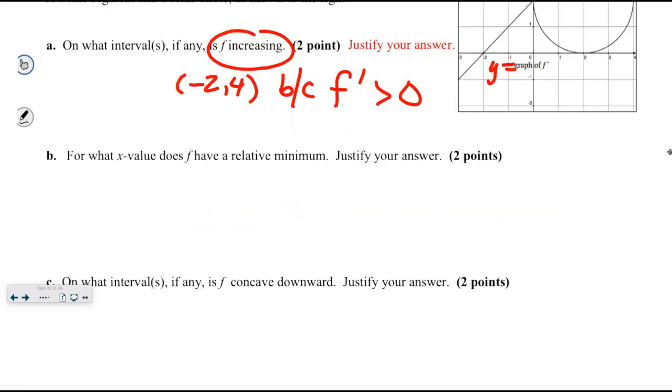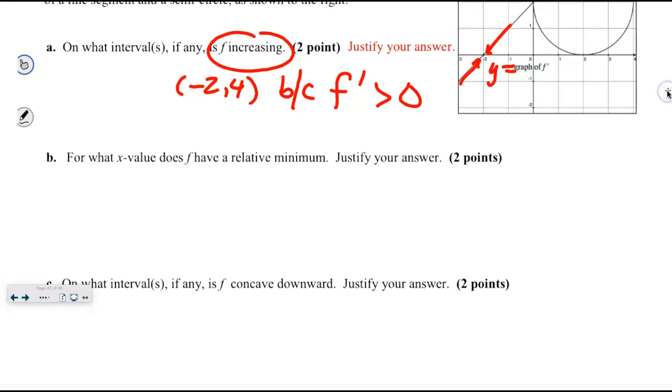Next up, it says a relative minimum. We know that f prime needs to change from negative to positive. This occurs at -2, so you'd say that x equals -2 because f prime changes from negative to positive. These were each worth 2 points, 1 for the correct answer and 1 for a good justification.